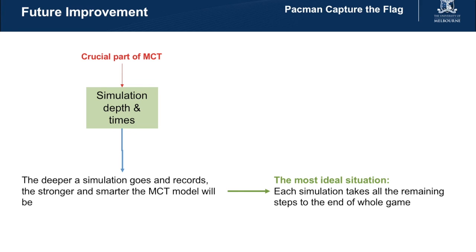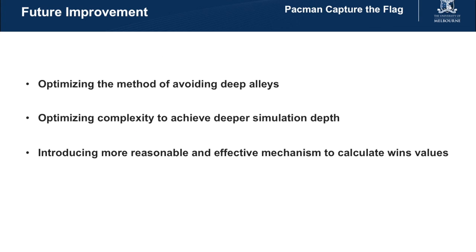However, wins values and place values really matter in MCT. If more computing power can be obtained to record and calculate wins of nodes in deeper depths, MCT will become stronger and smarter. Some methods and algorithms can be optimized to achieve a better computing performance and save more computing power for simulation. And the third one is introducing more reasonable mechanisms to calculate wins values, such as reinforcement learning methods.